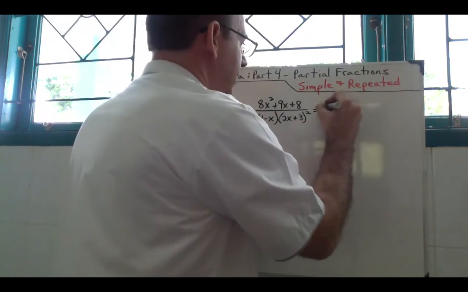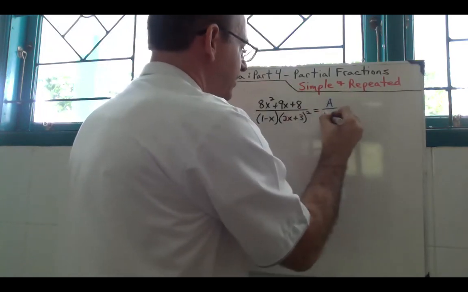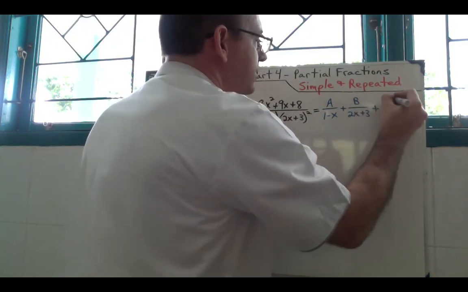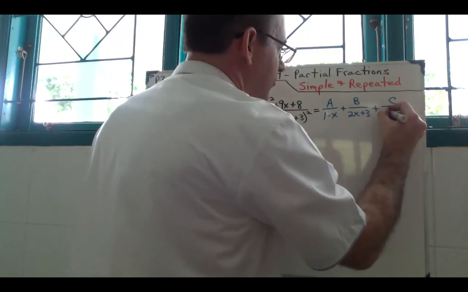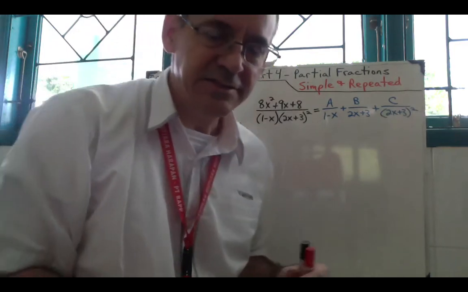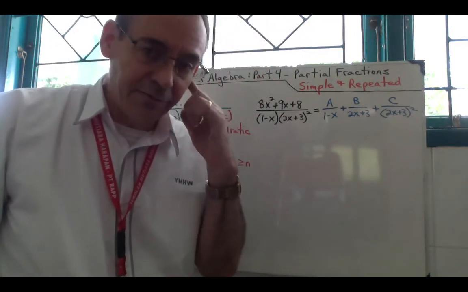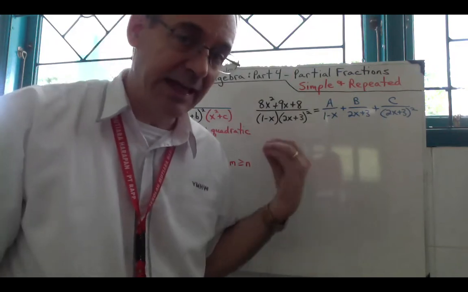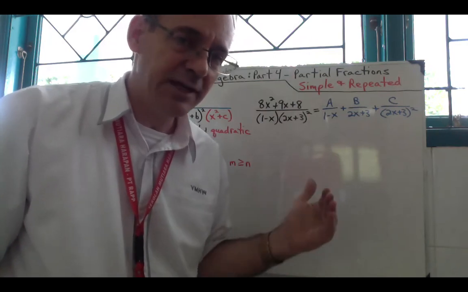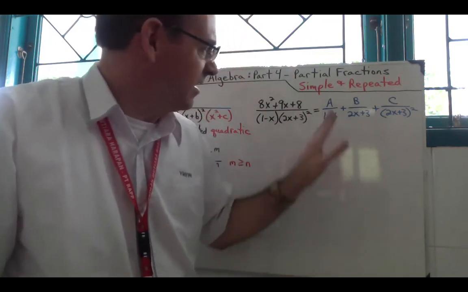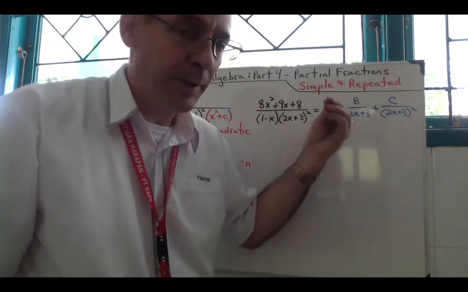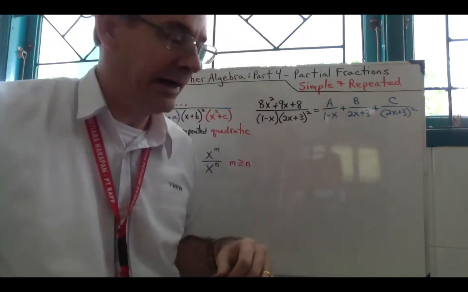And so we have a over 1 minus x plus b over 2x plus 3 plus c over 2x plus 3 squared. A couple of things to let you know, just in case. First off, it is possible to get a 0 for one of the values of your letters. So if you get a 0, that is possible, just means that that particular possibility doesn't exist for your fraction.